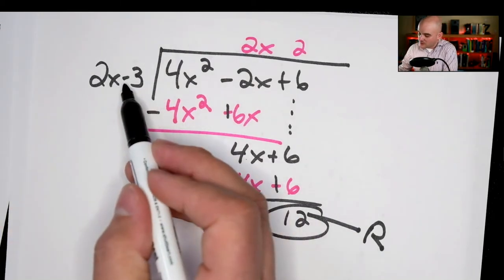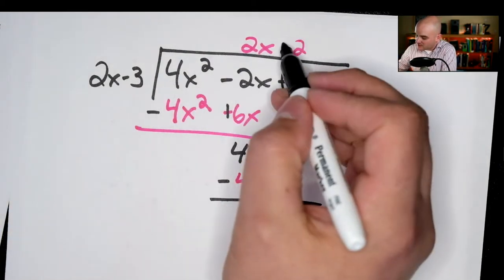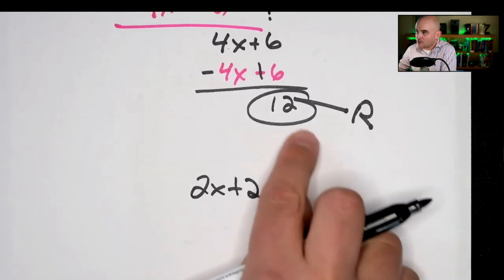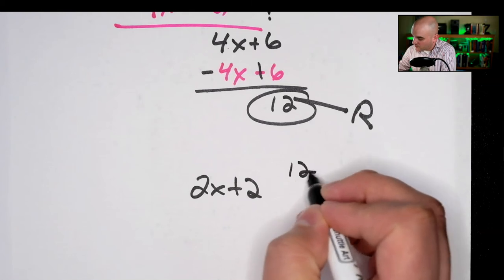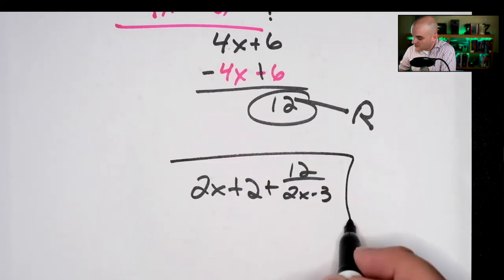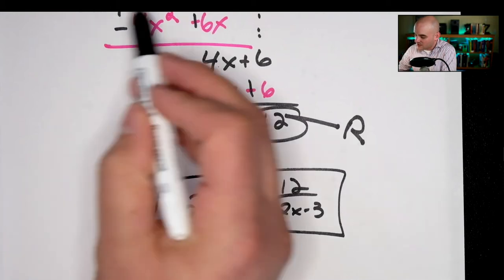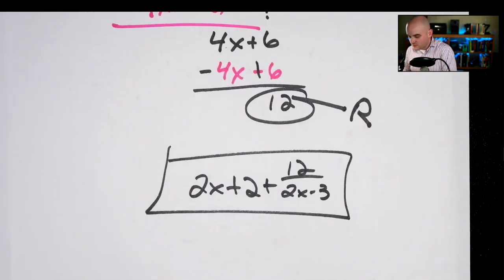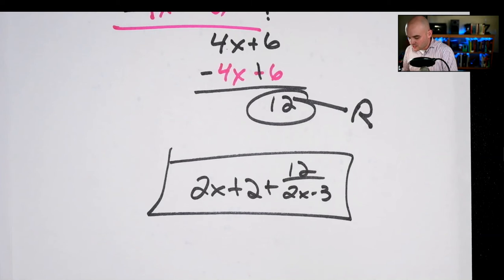We said 2x minus 3 goes into all this mess 2x plus 2 times. And then we had that remainder of 12. So I'm going to put that 12 and still divide it by 2x minus 3 right here. That's going to be my answer, okay? That's how many times 2x minus 3 goes into that: 2x plus 2 plus that remainder there of 12 over 2x minus 3.